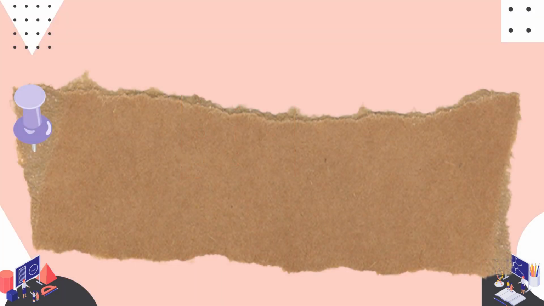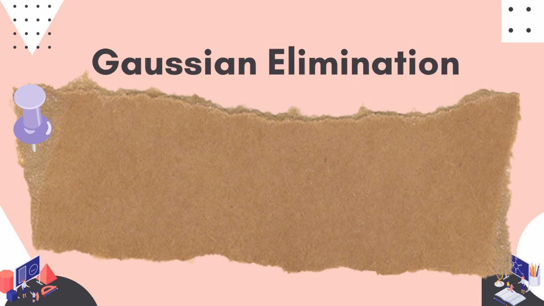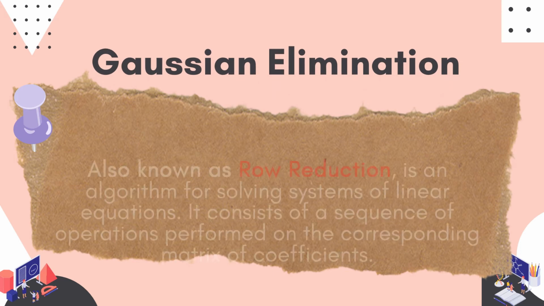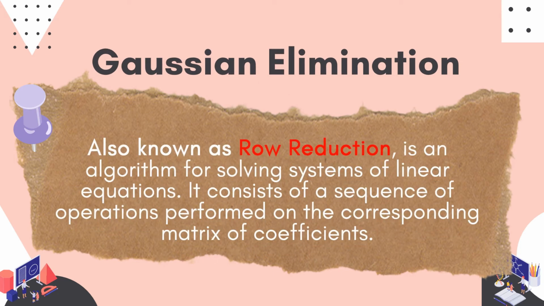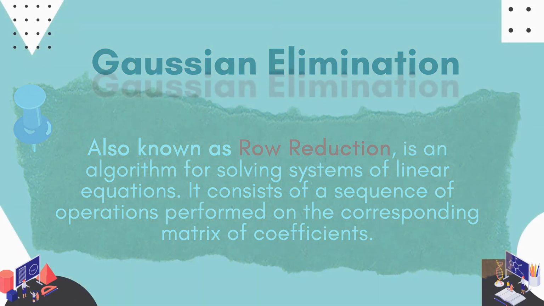Since we already understand the row operations and the requirements of a row echelon, let's define what Gaussian elimination is. Gaussian elimination is also known as row reduction. It is an algorithm for solving systems of linear equations. It consists of a sequence of operations performed on the corresponding matrix of coefficients.